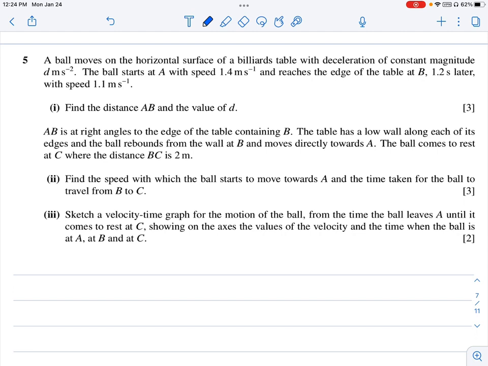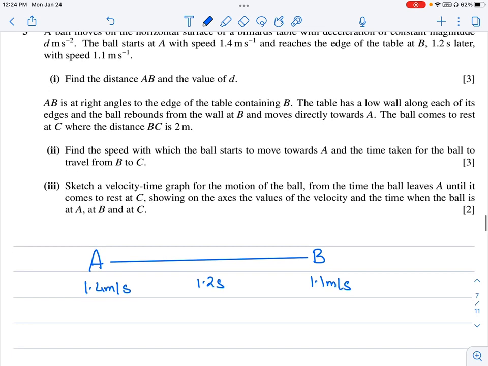Coming to question number 5. A ball moves on a horizontal surface of a billiard table with a deceleration of constant magnitude d meter per second square. The ball starts at A with a speed of 1.4 meter per second, reaches the edge of the table B 1.2 seconds later with a speed of 1.1 meter per second. Find the distance AB and the value of d.